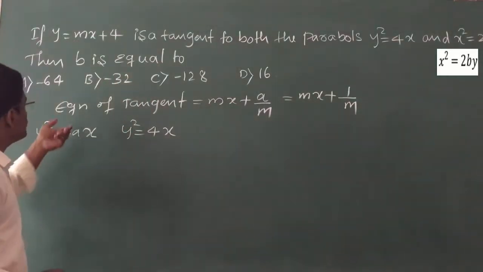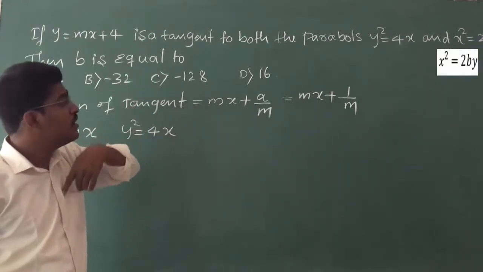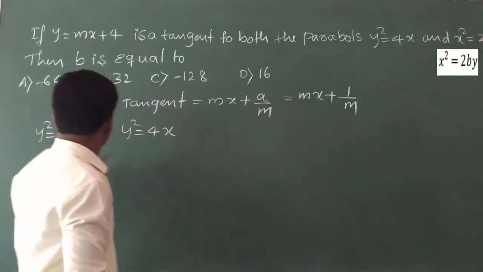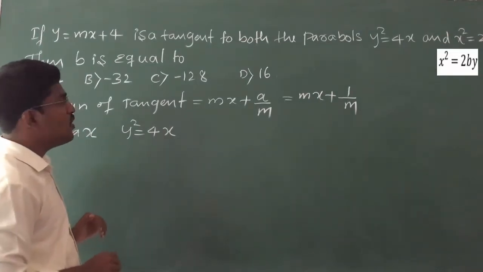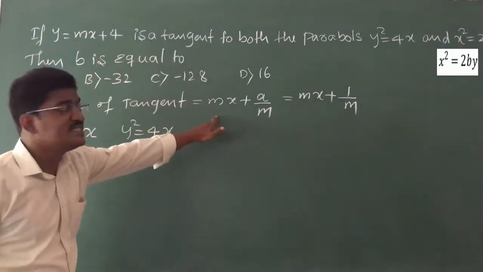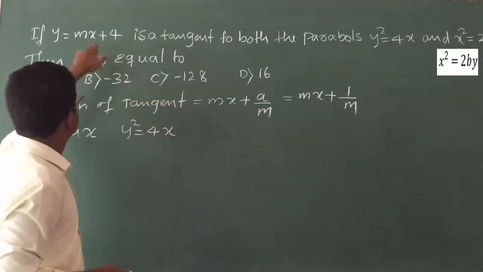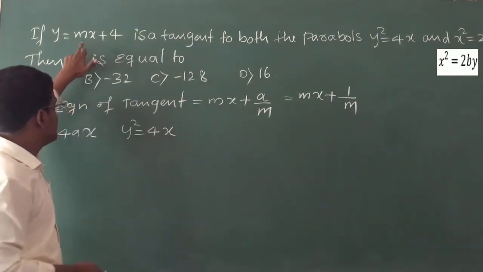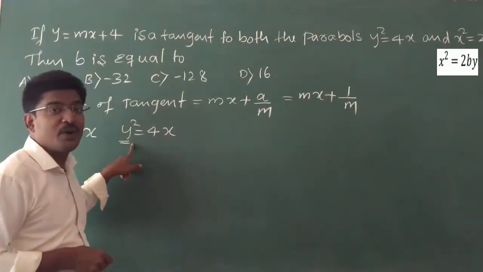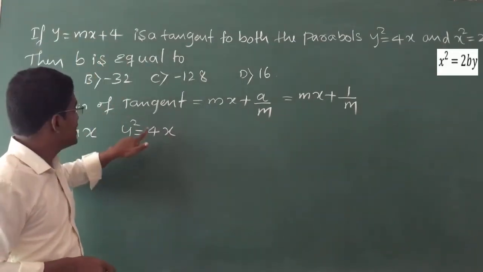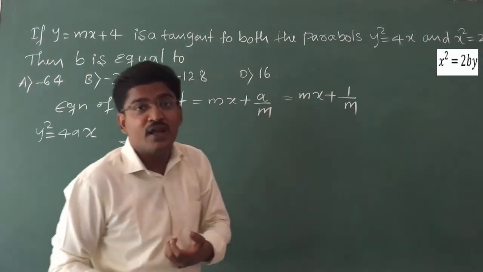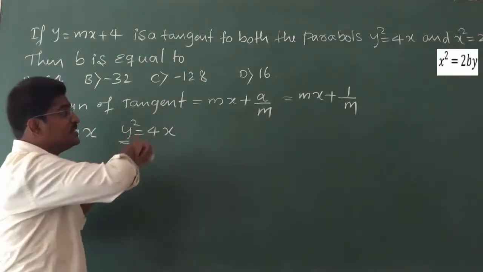Clear? So as we all know, the equation of tangent to the parabola is given by mx plus a by m, that is equal to mx plus 1 by m, because a value is 1. No problem. Now already they have given one of the tangents, that is mx plus 4. So this is the general equation of tangent to the parabola, and this is the given tangent to the parabola. So now what we need? The tangent to this parabola we need. So tangent to this parabola is mx plus 4, and by taking a value as 1, we know that mx plus 1 by m will be the equation of tangent to the parabola y square equal to 4x. That will be equal to what?